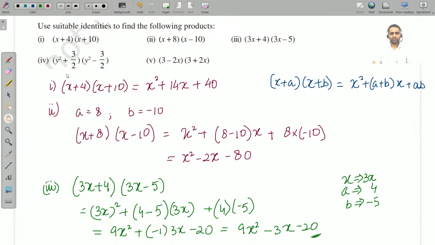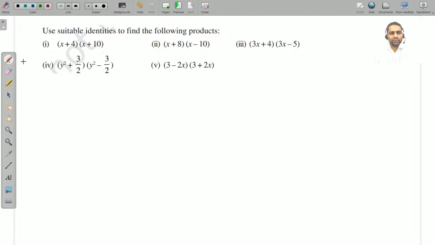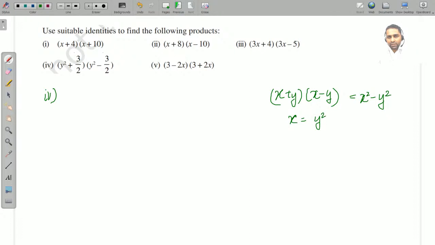Alright, coming over to the next question now. In the fourth part, the identity you are going to use is x plus y times x minus y. What does it say? It says x square minus y square. Now you have to identify what is x over here. x is y square, and what is y over here? That is 3 upon 2, not negative 3 upon 2, only 3 upon 2.